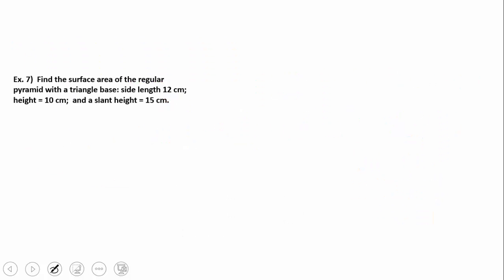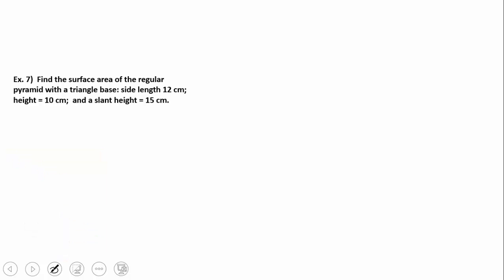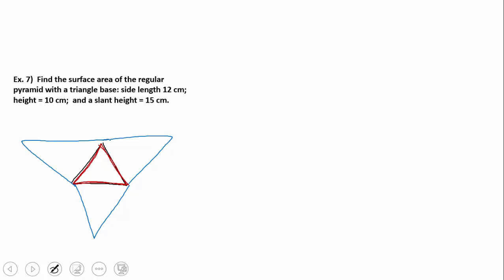Moving right along. Find the surface area of a regular pyramid with a triangular base. Side length 12, height 10, slant height 15. So in this particular case, I don't always have to draw the 3-dimensional. Could I not go like this and say, hey, there's my triangular base right here. And that means I have 3 of these babies sticking off of it. I can draw the net, the vertex, or when these 3 points come together.